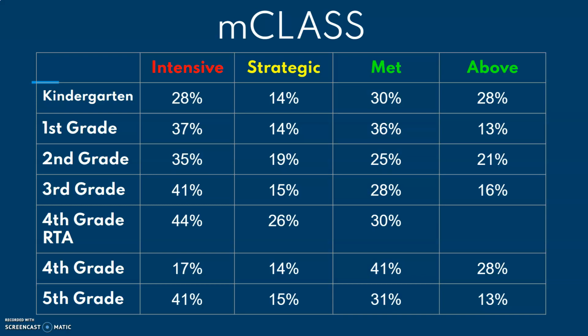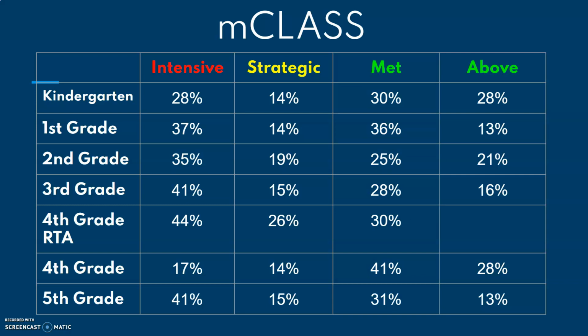In third grade, we're sitting at 44% proficiency, with strategic at 15 and intensive at 41. Our fourth grade Read to Achieve is a little different because these are students that are taking our third grade M-Class. Out of those students, 44% are still in the intensive area, 26 are in the strategic, and 30% of our fourth graders have met the middle of the year benchmark. There are about 20-something students in this group.